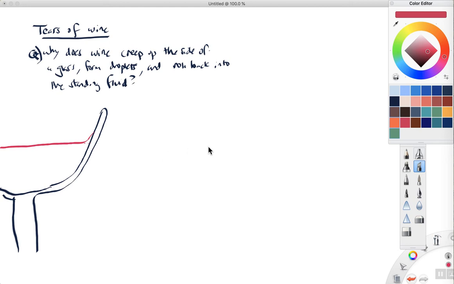Well, when you have wine, it's actually a mixture of water and alcohol, right? So let me write a couple of steps here. Step 1 is the water and alcohol, it's a mixture. And that mixture has a low surface tension.